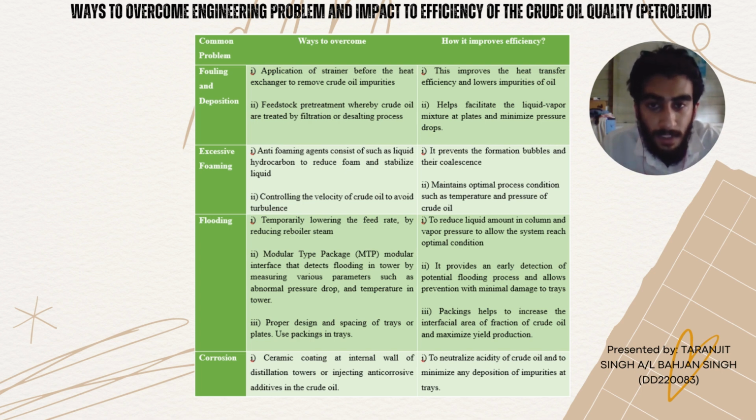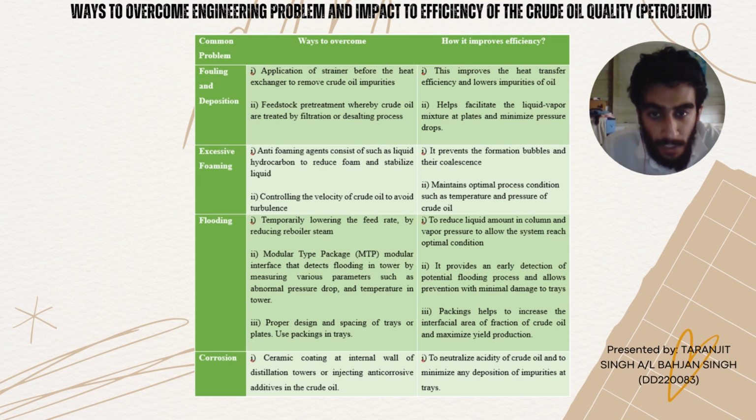The second problem is excessive foaming. So how do we overcome it? By using anti-foaming agents, which consist of such things as liquid hydrocarbon, to reduce the foam and stabilize the liquid. This helps to prevent the formation of bubbles and their coalescence. Second method is controlling the velocity of the crude oil to avoid turbulence. This helps to maintain the optimal process conditions, such as the temperature and the pressure of the crude oil.